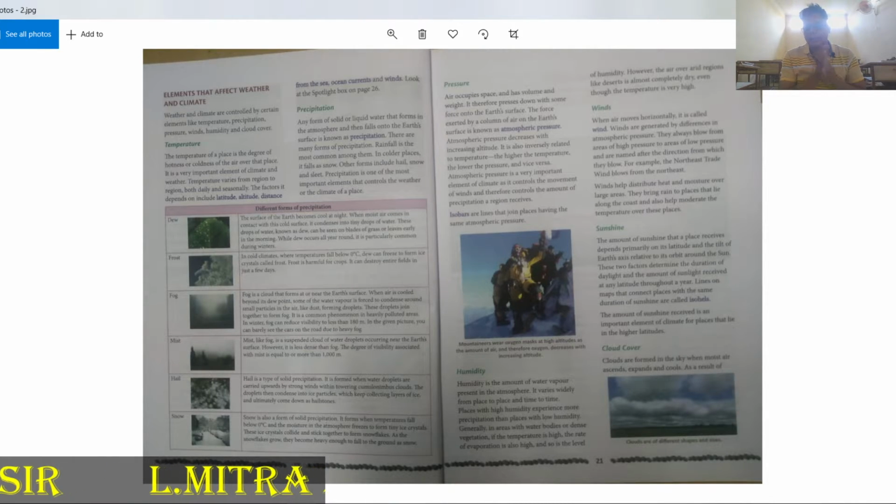Next, another factor is the ocean currents. Perhaps you know that there are two types of ocean currents: one is the warm ocean current, and the other is the cold ocean current. If a warm ocean current comes near a coastal area, the weather of that coastal area will be totally changed, because the warm current creates low pressure in that area. And with low pressure, the humidity will increase in that area. So ocean currents also play a vital role in that regard.